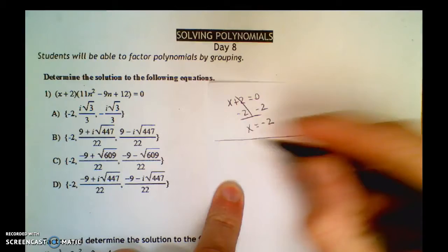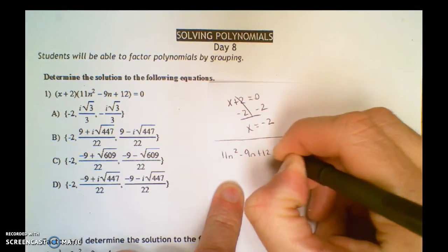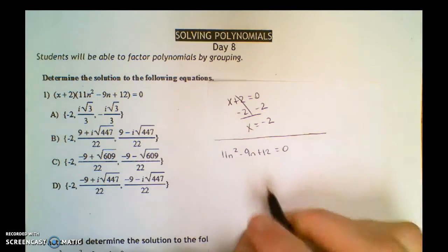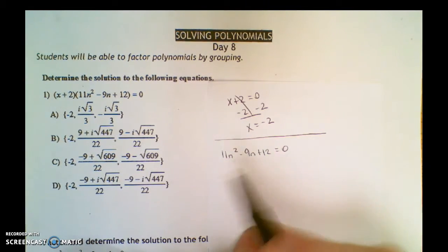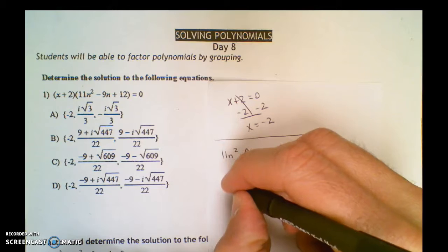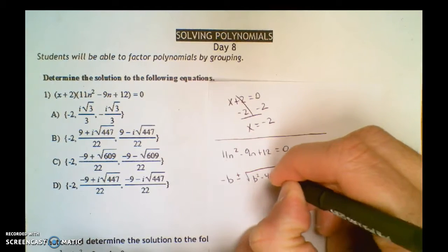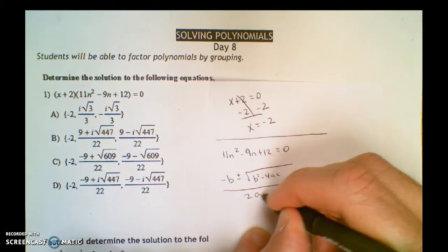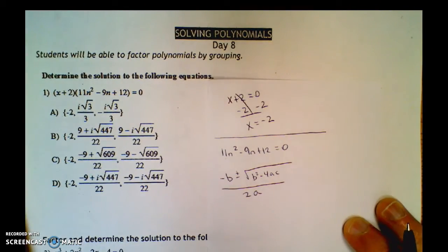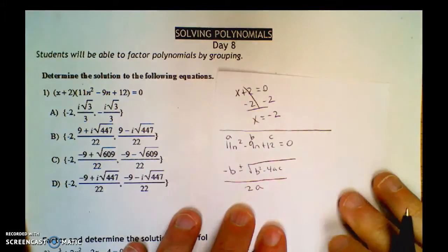For the other part, 11n squared minus 9n plus 12 equals 0. Well, this one goes back to our quadratic unit. And here it's the quadratic formula that I can use to solve this question, because here I have an equation that's quadratic. So remember, this is my formula: the opposite of b plus or minus the square root of b squared minus 4ac, all over 2a. And I can get my solutions, and this one's multiple choice, so it's nice. So in this problem, my a is 11, my b is -9, and my c is 12.